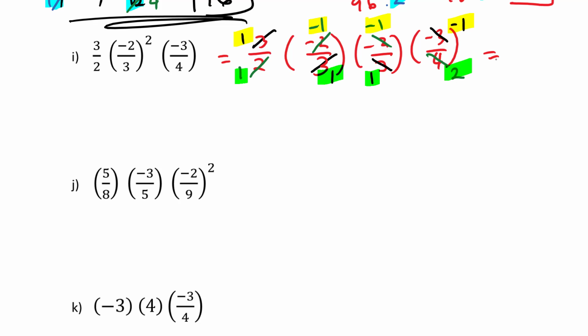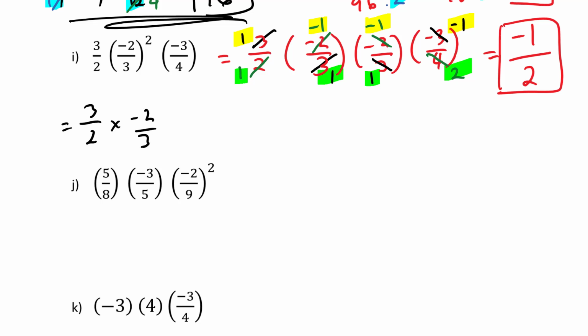Leaving me with minus 1 times minus 1 times minus 1 is minus 1. 1 times 1 times 1 times 2, minus 1/2. Alternatively, let's do it the other way. 3 over 2 times minus 2 over 3 times minus 2 over 3 times minus 3 over 4.